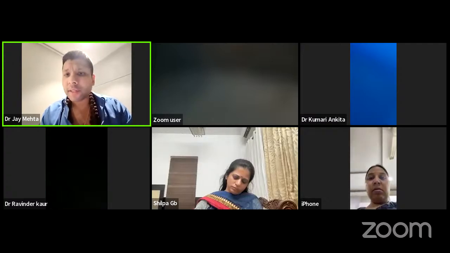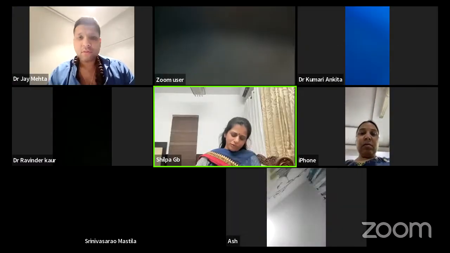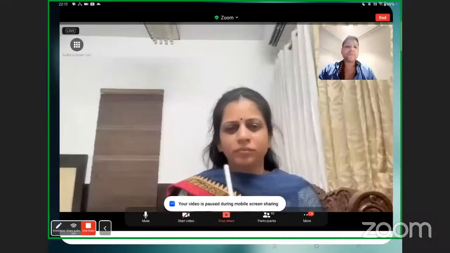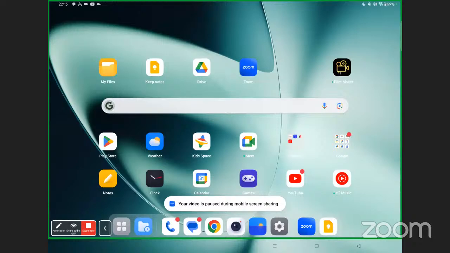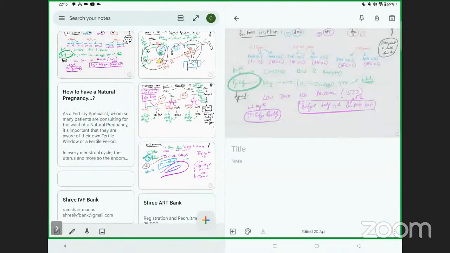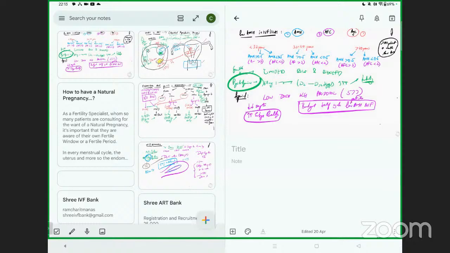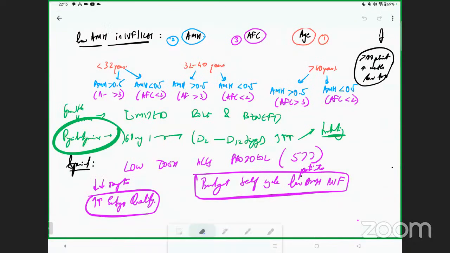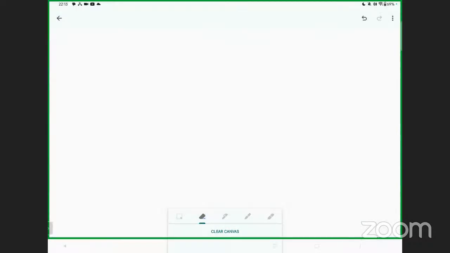Okay, so with this much in mind, we will start off. Shilpa madam, you can hear us, right? Yeah. Okay. Sorry. So with this much in mind, we will start off. I will go to the screen sharing. Okay, protocol for unexplained infertility. Otherwise, the very simple thing. Really, no rocket science involved. Okay. My signature is dark enough.